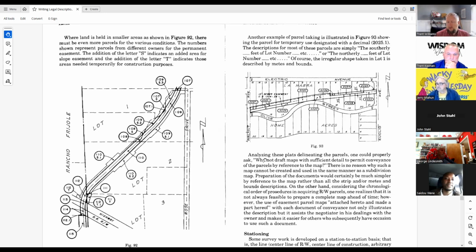I guess the question to ask here too, while we're talking about stationing, is does everyone understand what we mean when we say stationing? I think that's even a concept that might be a little foreign to some people, or younger surveyors. It's just a way of writing a distance along a center line and breaking it up. And so normally you have a number plus a pair, right? Is the way we call it out.